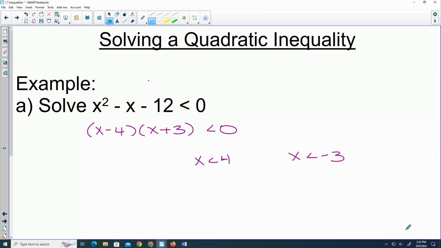Because if x is smaller than both of those, okay, so maybe if x is negative 5, isn't that smaller than both? Negative 5 minus 4, that's a negative number. Negative 5 plus 3 is negative. When you multiply two negatives, what happens?